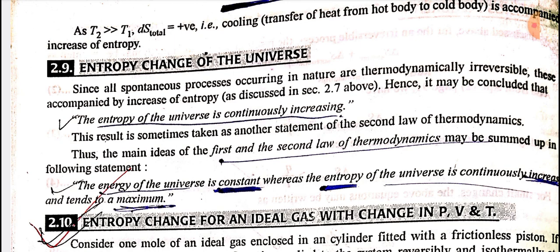Thus, the main ideas of the first and second law of thermodynamics may be summed up in the following statement: energy of the universe is constant, whereas the entropy of the universe is continuously increasing and tends to a maximum.